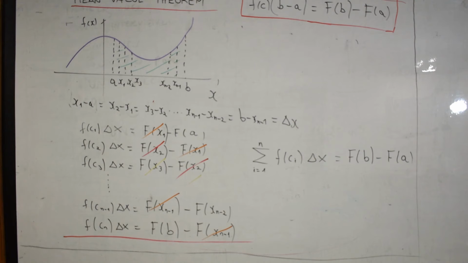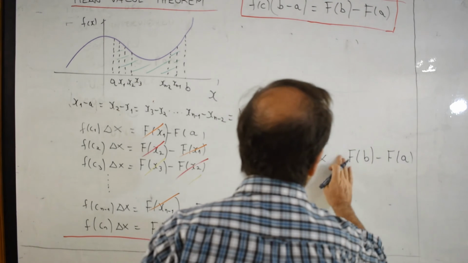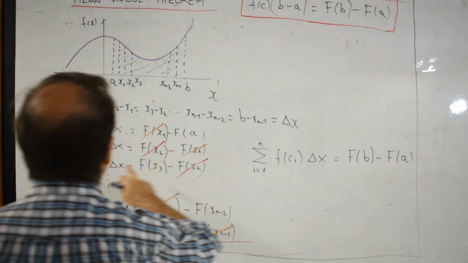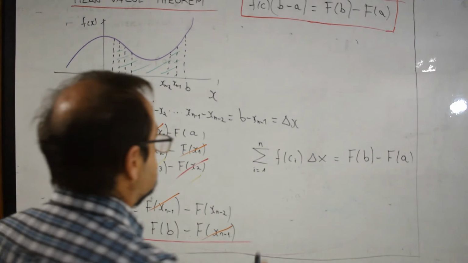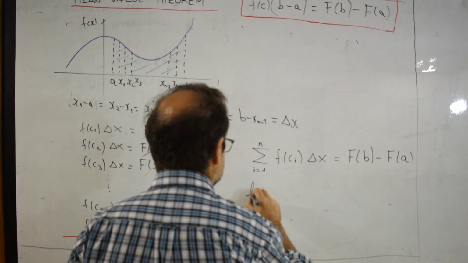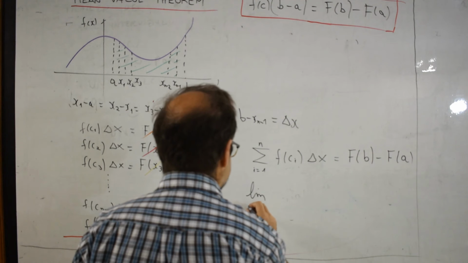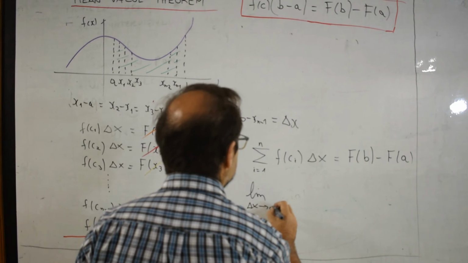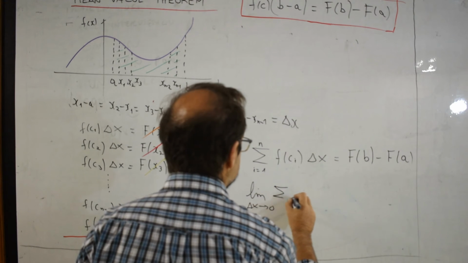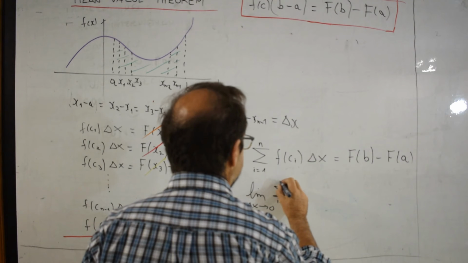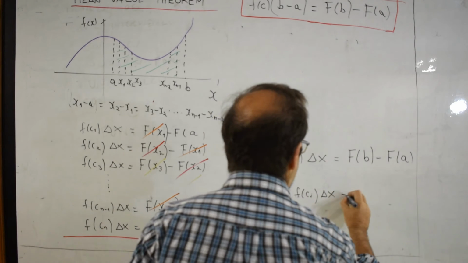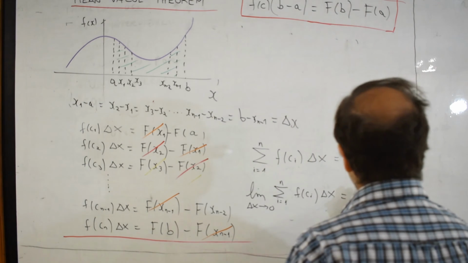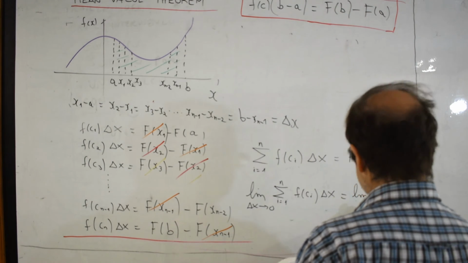And now we have to pass to the limit. That is, to make those delta x as small, as little as we want, infinitesimals. And so we are going to write the limit when delta x tends to 0 of the summation from i equals 1 to n of f(x_i) delta x. And the limit of this, there's no variable here, so that will stay the same thing.